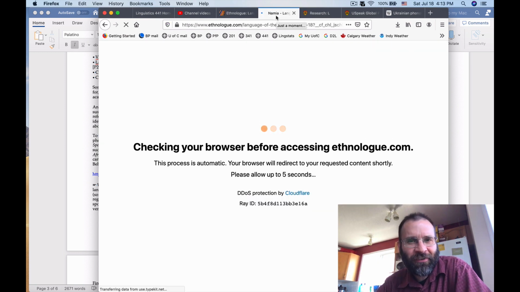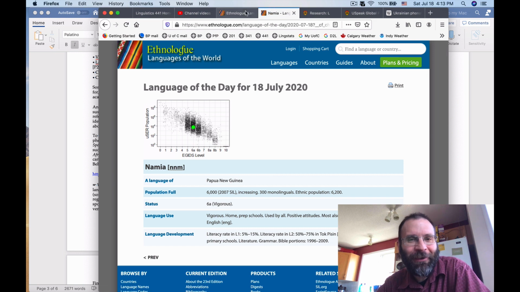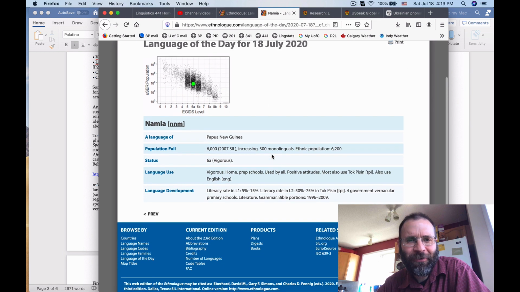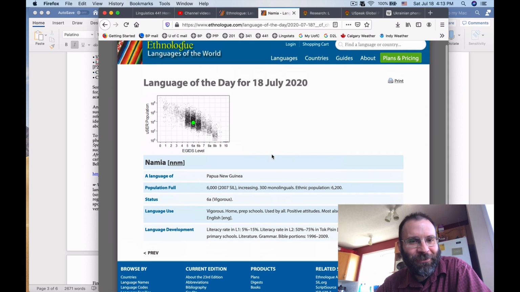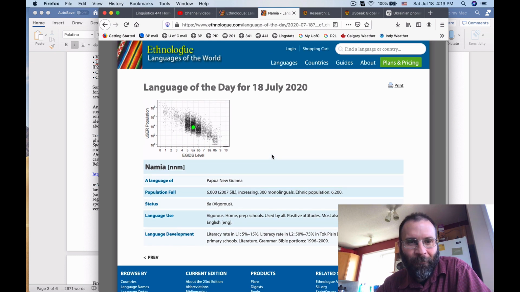Ethnologue over the years has kind of gotten a little uptight about who can access their site. So you have a limited number of page visits allowed per month, I think like 5 or something. So maybe only use this once you know what language you really want to work with. But this one is a language called Namia, which is spoken in Papua New Guinea.